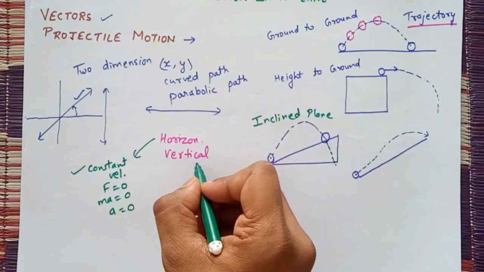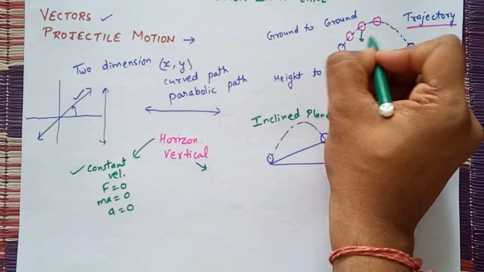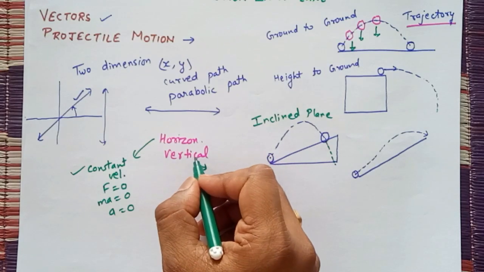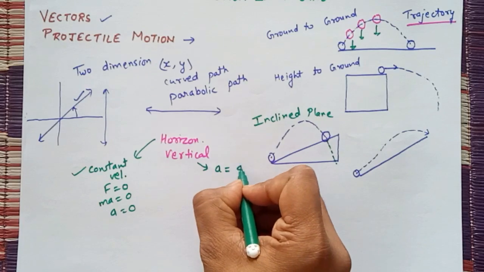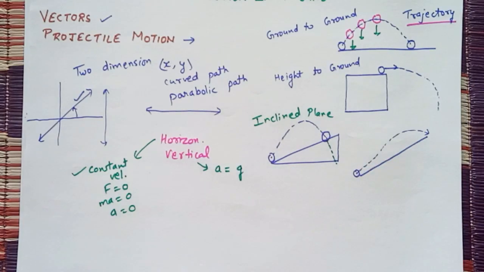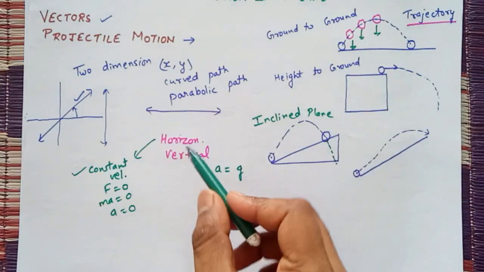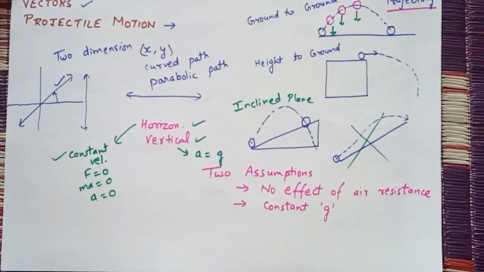But for the vertical direction, when the projectile is going like this, a force is always acting downwards, which is the gravitational force. Hence, for the vertical motion, acceleration will be equal to gravity, that is 9.8 or 10. So the projectile is the combination of two motions: the first one is horizontal and the second one is vertical.